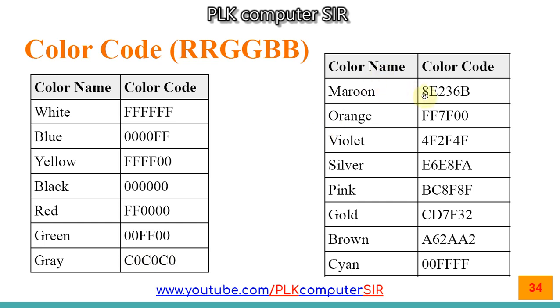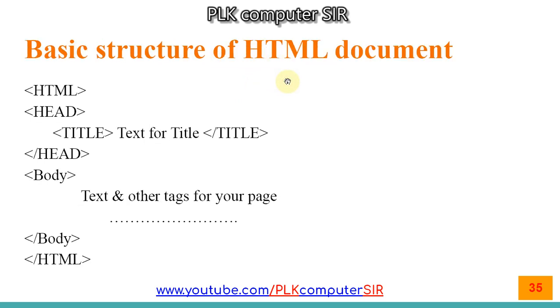C0. For maroon, 8E236B, orange FF7F00, violet 4F2F4F, silver E6E8FA, pink B68F8F, gold CD7F32, brown A62A2A, cyan 00FFFF. For green and blue, if you combine them, cyan color will be made. So this is the sample color. Many colors you can make by changing these values. Red, green, blue will be in double digits, two digits each.